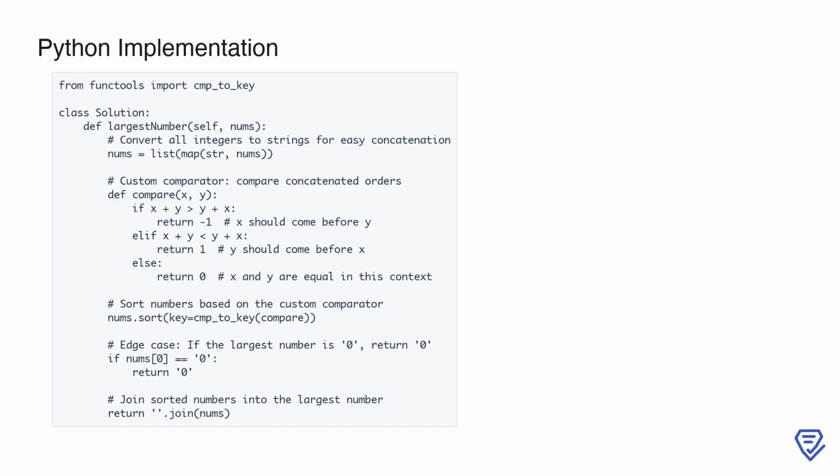Example. For the input 3, 30, 34, 5, 9. After conversion, the list becomes the strings 3, 30, 34, 5, 9. The custom comparator sorts the list into 9, 5, 34, 3, 30. Joining the elements results in 9534330, which is the largest number possible. Complexity. Time complexity: sorting takes O(n log n), where n is the number of elements in the list. Space complexity: O(n), for storing the string representations. This implementation is concise, efficient, and handles all edge cases, such as inputs with zeros.